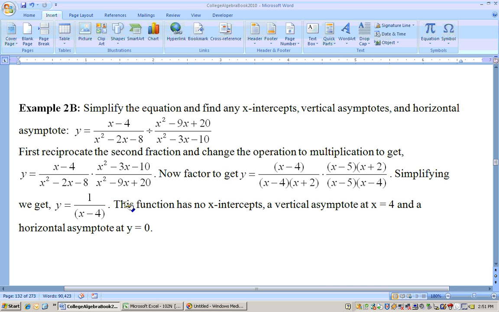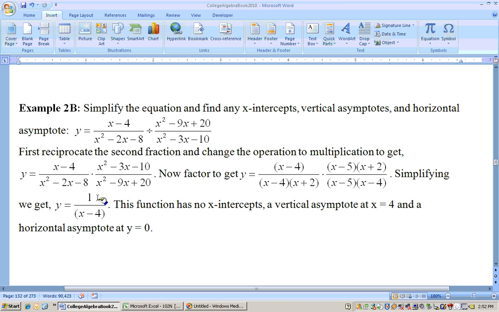So this trinomial factors into the x minus 4, x plus 2. This trinomial factors into this, and this trinomial factors into this. Start crossing off like terms, the x minus 5s, the x minus 4s, the x plus 2. So x equals 5, x equals -2, and x equals, well, not the x equals 4, because there's an extra one here. But x equals 5 and x equals -2 would be undefined points.